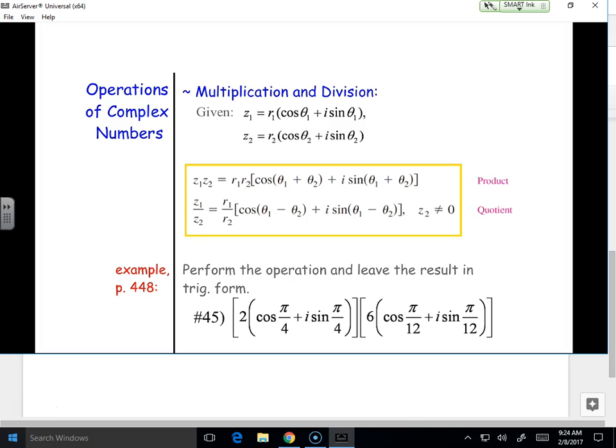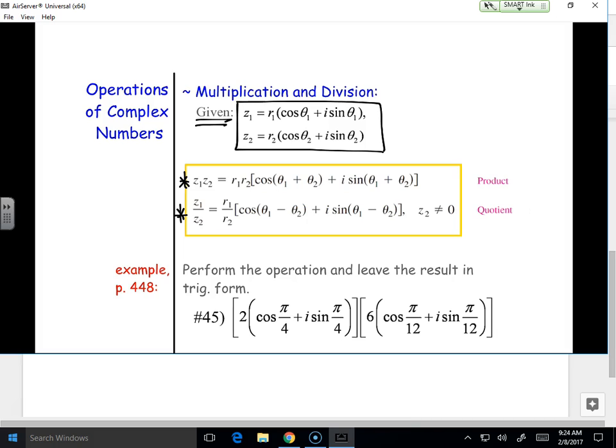And if we can get complex numbers in trig form, this is our given, we have them all nice and written in trig form, then there are formulas that we can use to multiply and divide. Nice thing is, we're in section 6.5, which means you can write these on your formula card, right?